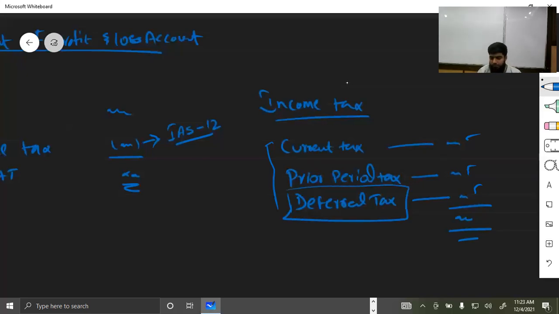And most of the time, if you ask anyone about IS 12, they will tell you that IS 12 is not income taxes, it's a deferred tax. It means many publishers, many accountants, and even many auditors explain IS 12 as deferred tax. They give the title of deferred tax to that standard because the majority of the treatments suggested by IS 12 are regarding deferred tax.